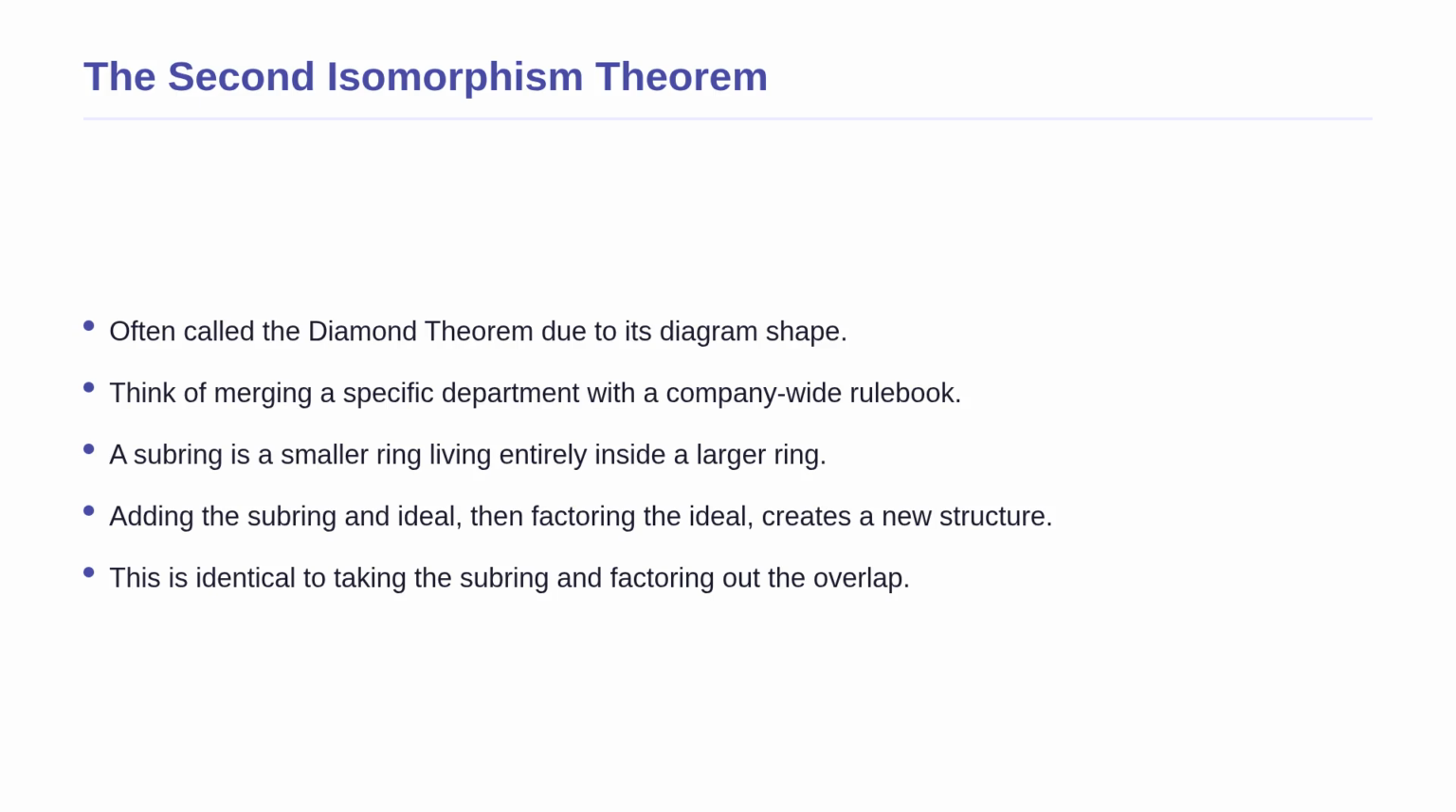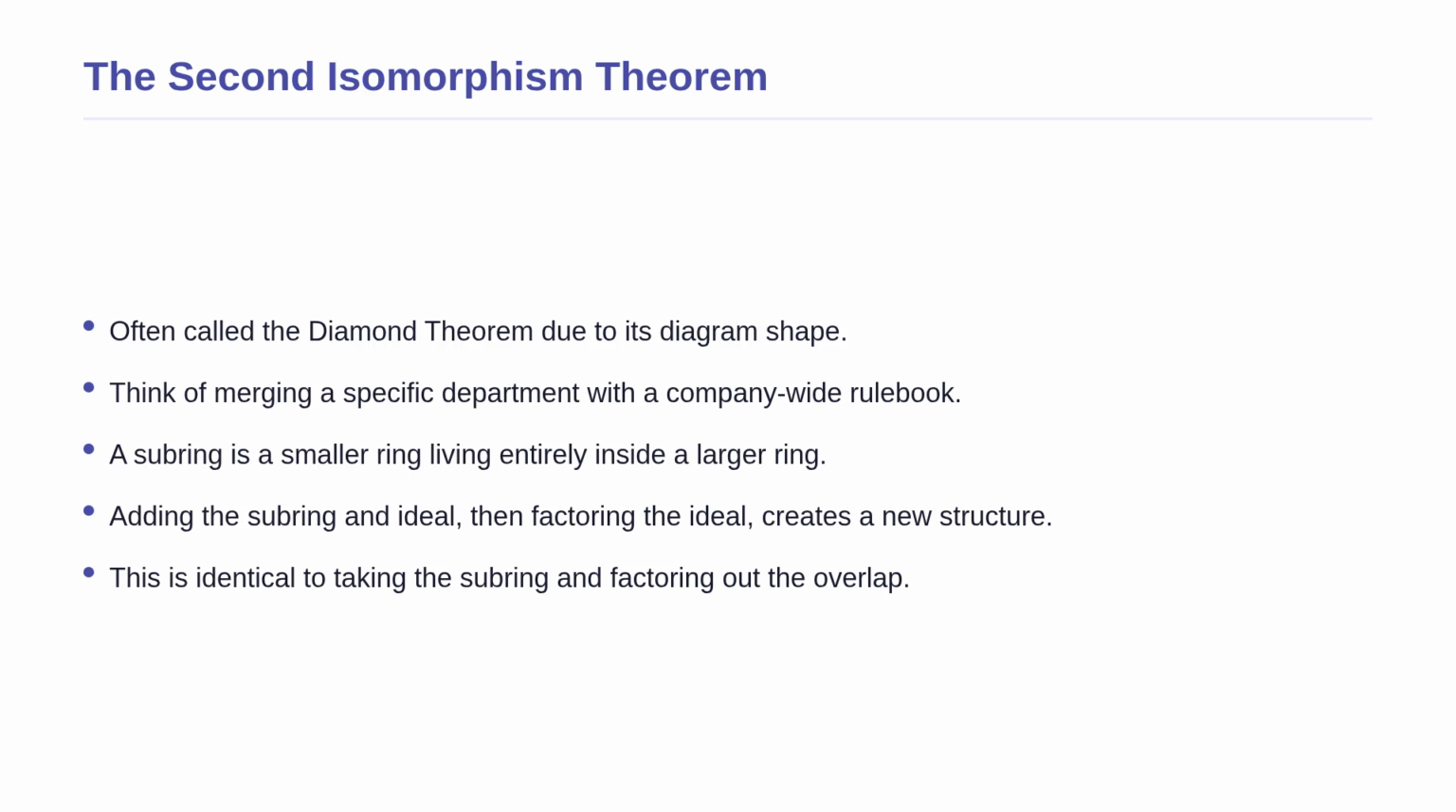Now that we have mastered the first theorem, let us move to the second isomorphism theorem, often called the diamond theorem because of how its sets are drawn in diagrams. Think of it like merging two different departments in a company. You have a main company, which is the ring, a specific department, which is a subring, and a company-wide rulebook, which is an ideal. The theorem tells us how the department interacts with the rulebook.